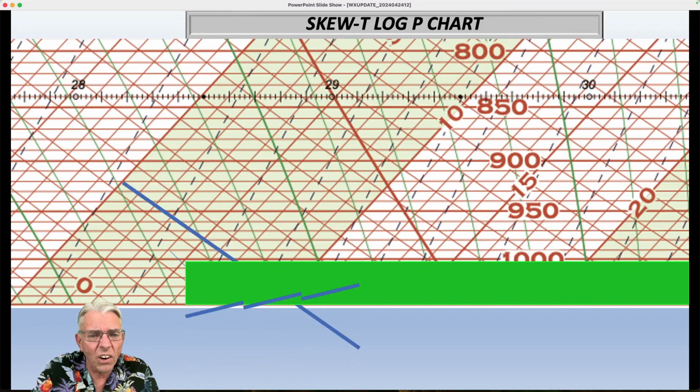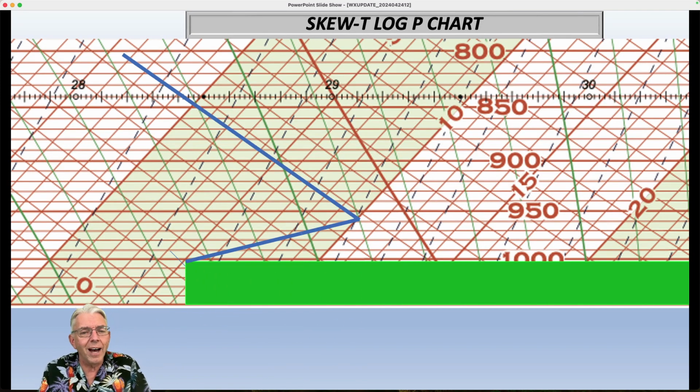So here is our skew T log P chart. This is just a hypothetical here. So the green area, we're going to say the surface is right at 1,000 millibars. And the temperature is, I think I put that at about 40 or 41, and we have an inversion where the temperature actually increases with height, gets up to about 50 at about 960 millibars, and then it decreases dry adiabatically above that.